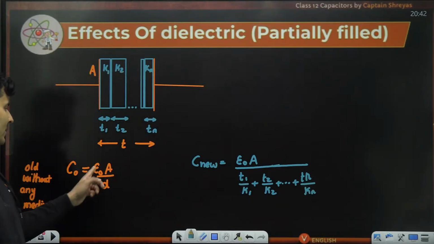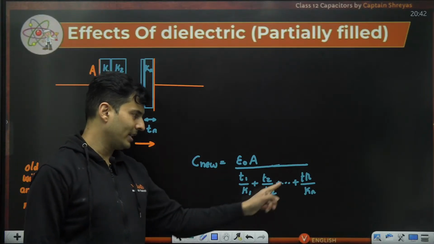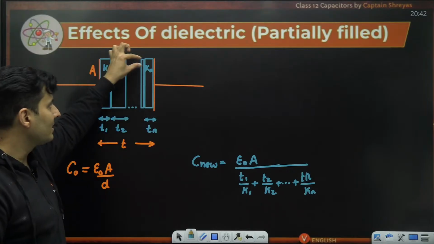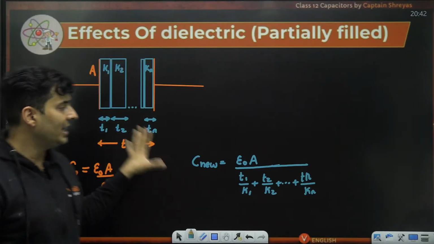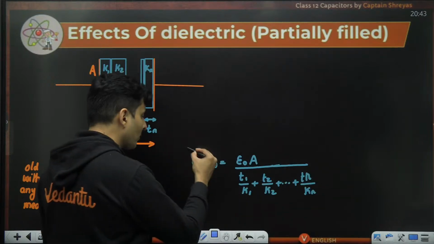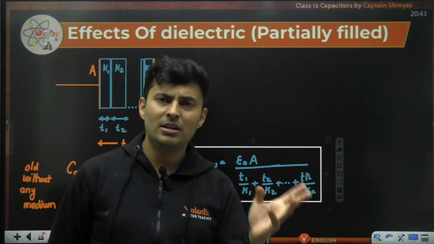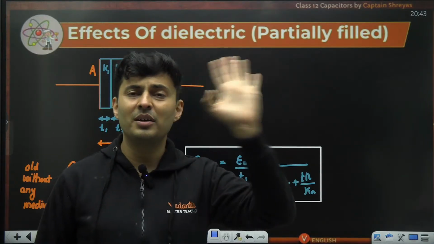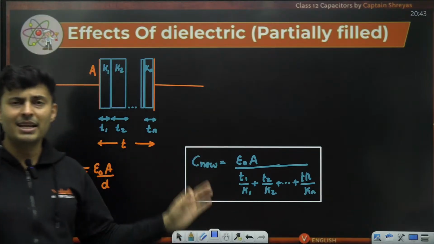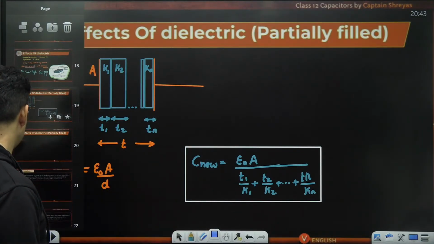That's it. So instead of epsilon naught A by D, that D will be replaced by T1 by K1 plus T2 by K2 plus something like that plus Tn by Kn. So each thickness divided by dielectric constant. That is the new capacitance. Don't have to remember any other confusing formulas. Some books give some crazy formulas, epsilon A K by D minus T, 1 minus K, some weird ones. So don't remember all those things. Just remember this formula. Very easy to remember. We'll solve the numerical problems also on that.